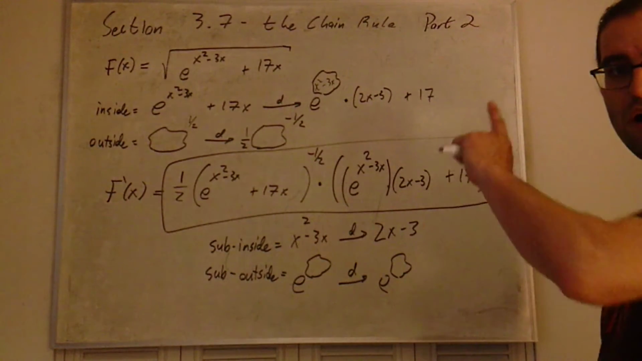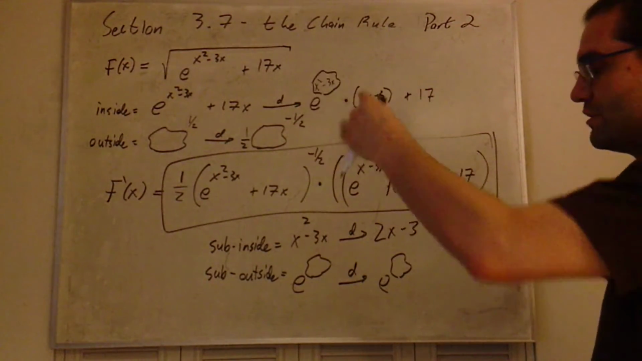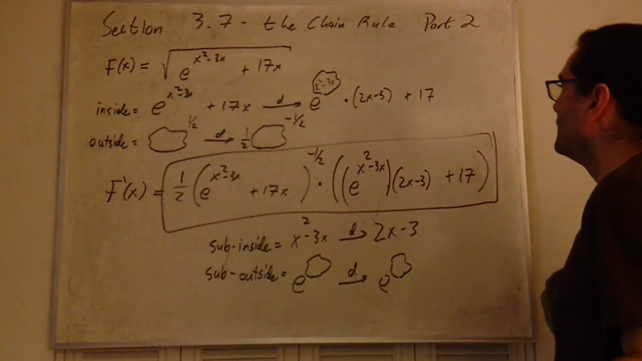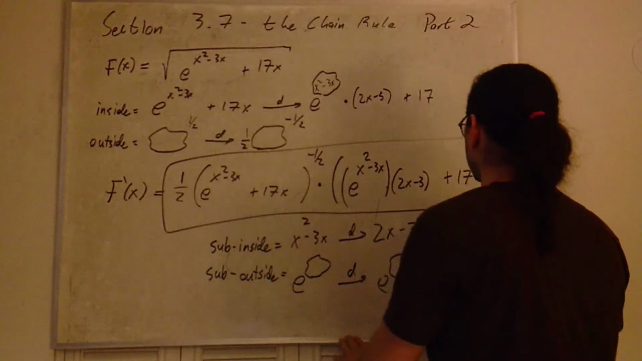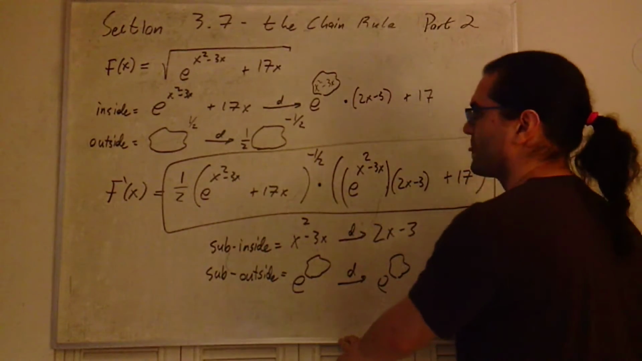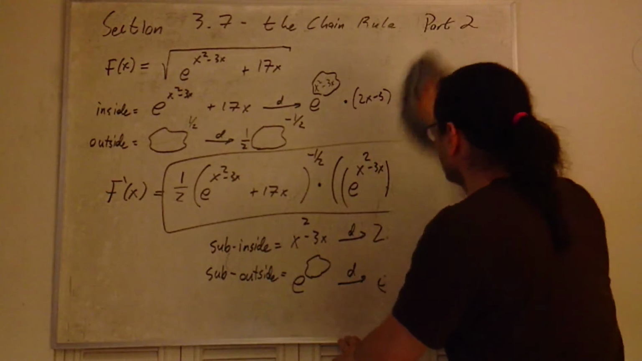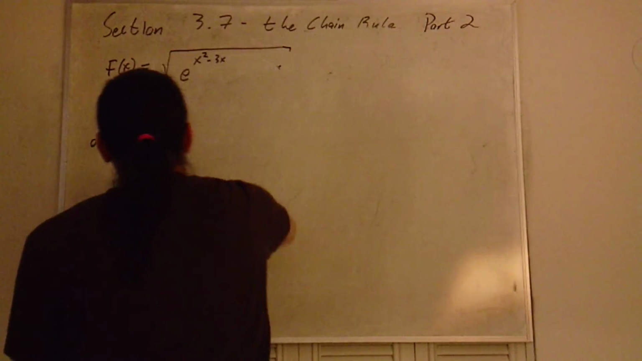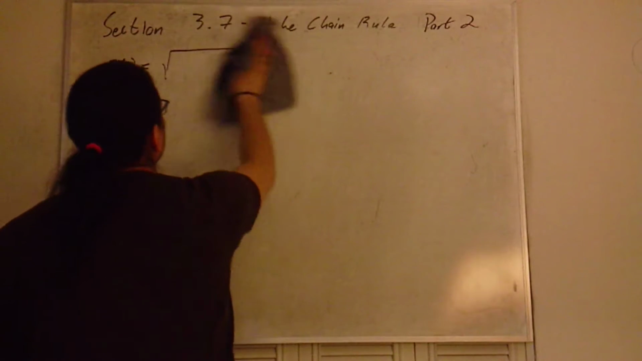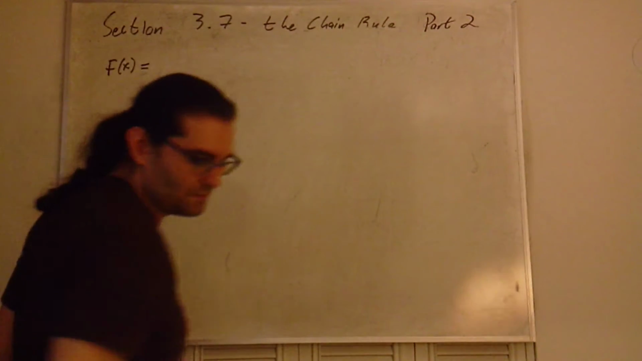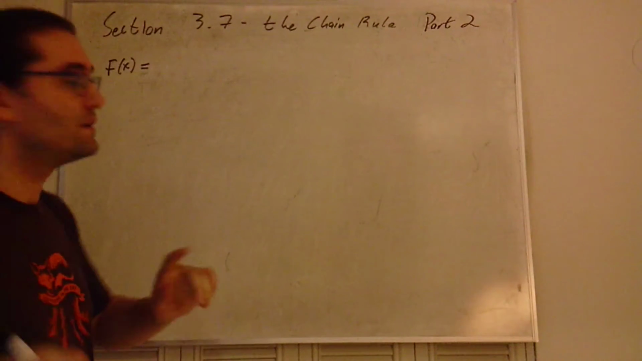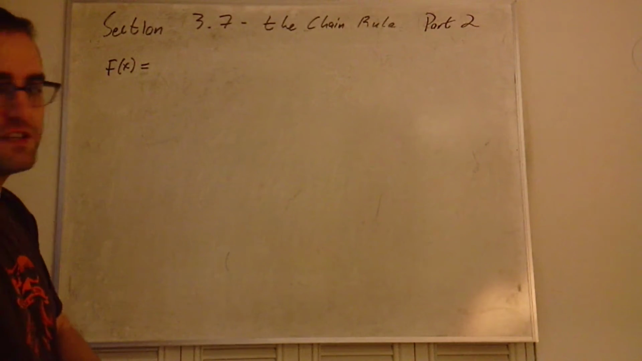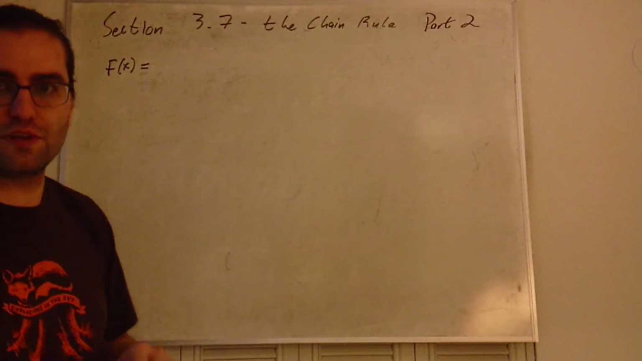I'm going to do another one like this with a chain rule with lots of different pieces. And then in part 3, we'll talk about more exciting things that we can do with a chain rule. So let's do f of x equals, I'm going to see if I can come up with something that's like a chain rule that has like 4 pieces.